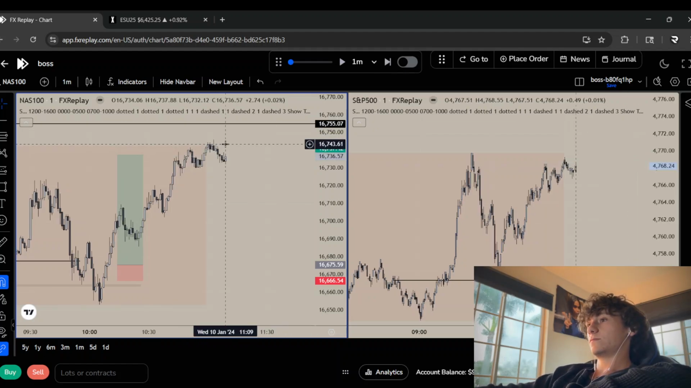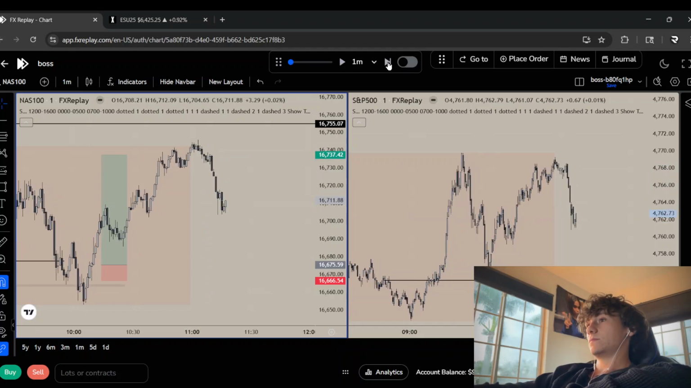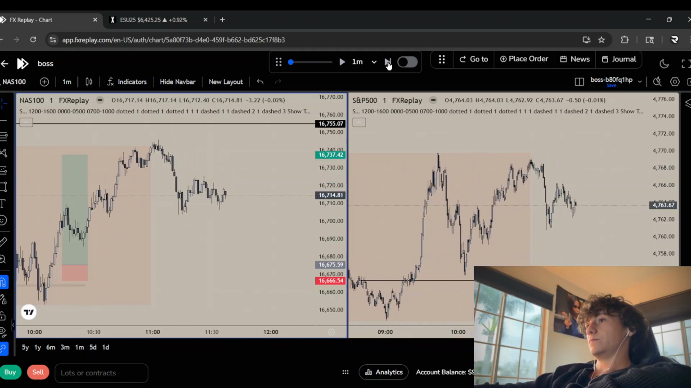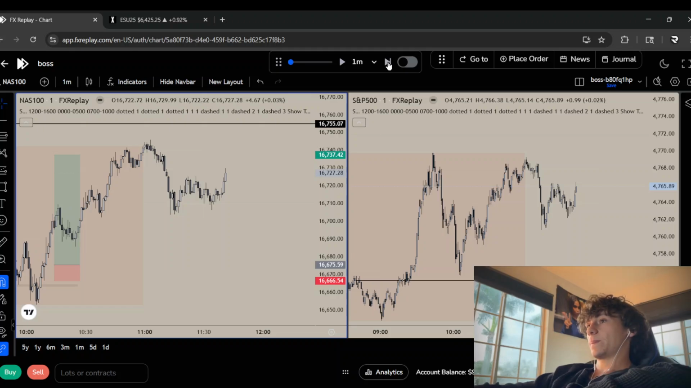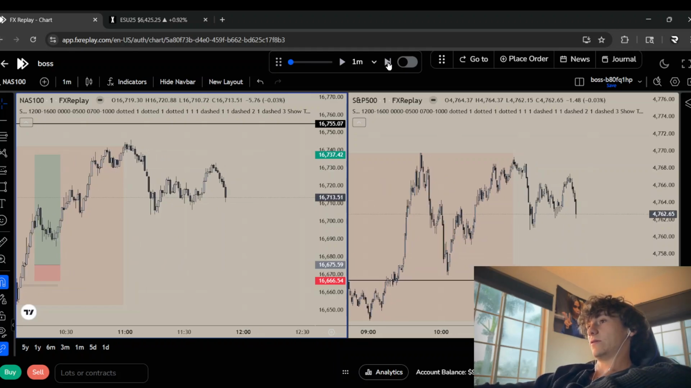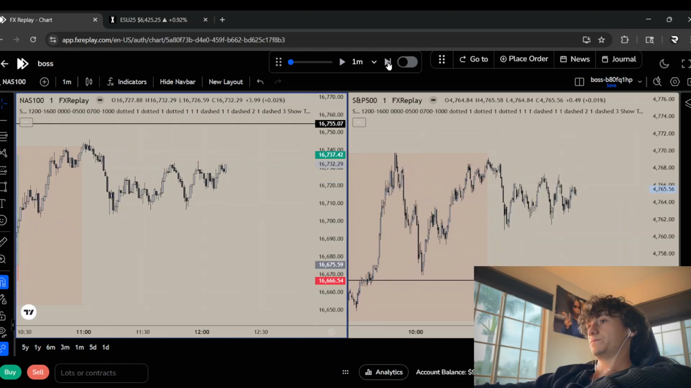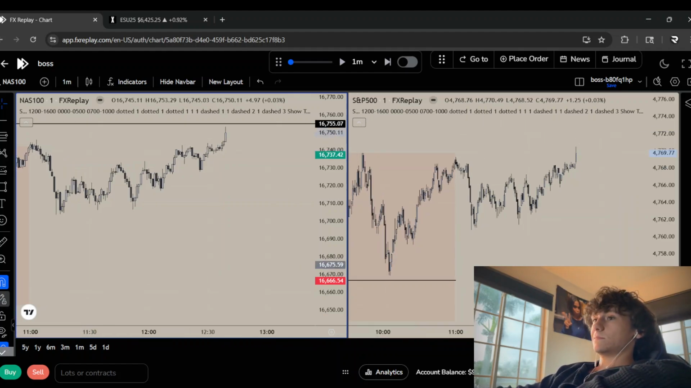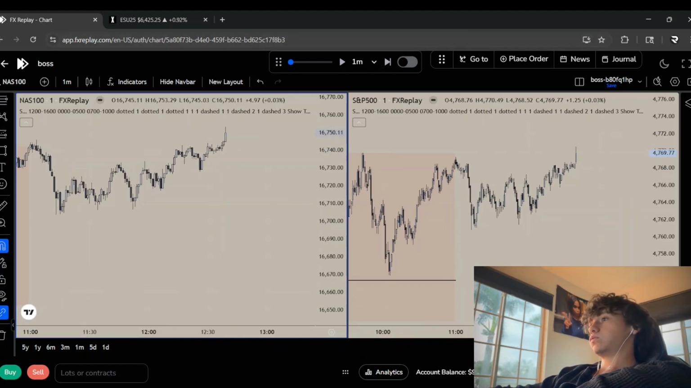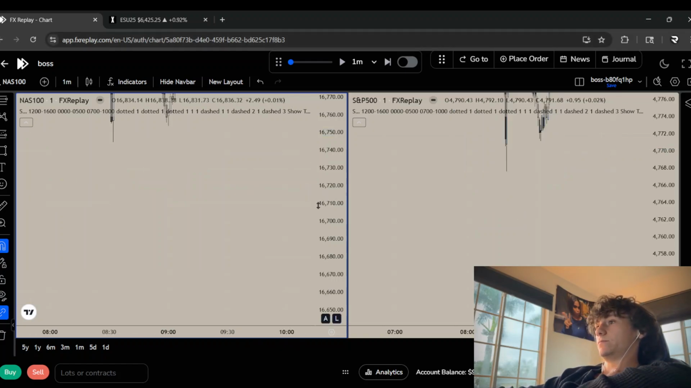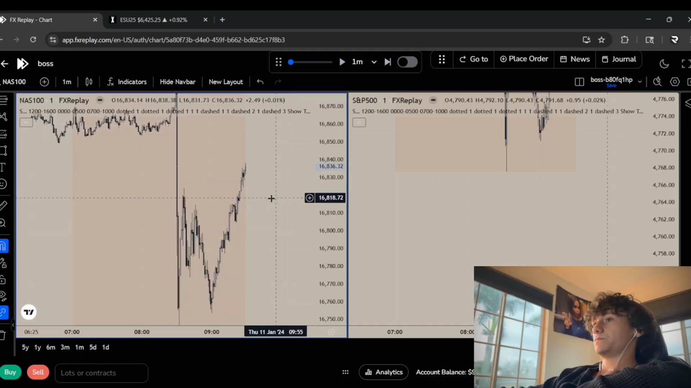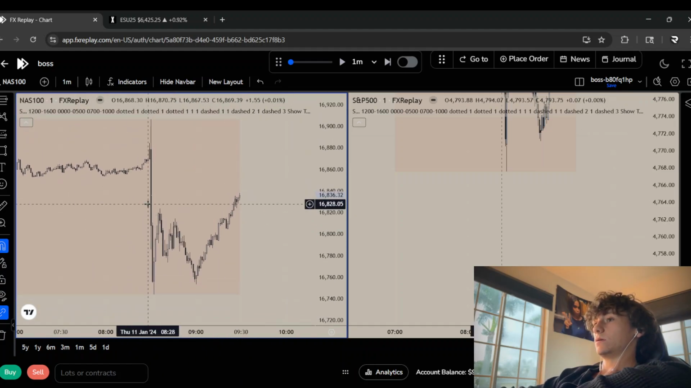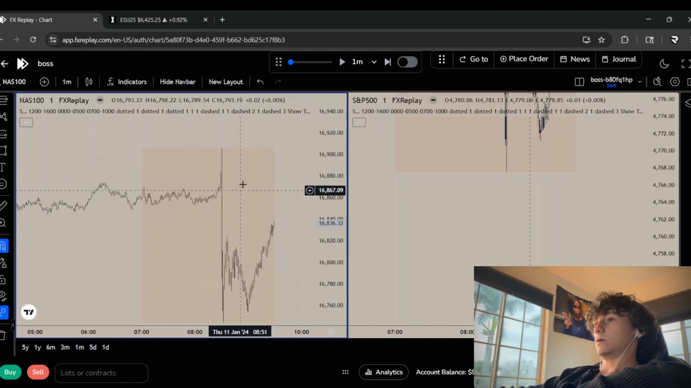What time is it? Made an SMT. Filled that gap. Now we're gonna rip down, I bet. Nope. Dude, I'm like tweaking out right now. Wow. What the hell?